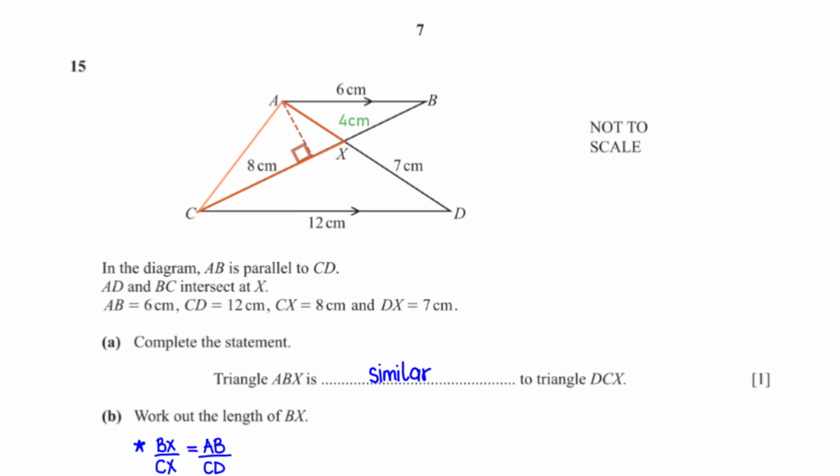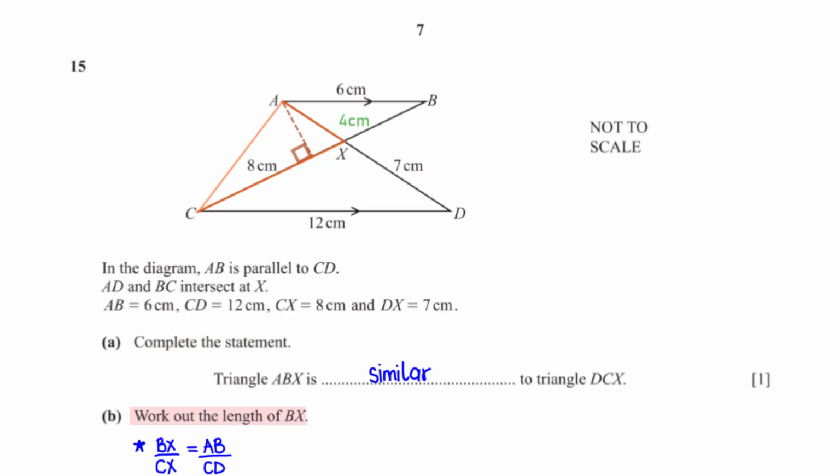In the diagram, AB is parallel to CD. AD and BC intersect at X. AB is 6 cm, CD is 12 cm, CX is 8 cm, and DX is 7 cm. Complete the statement. Triangle ABX is blank to triangle DCX. The answer here is similar. Whenever two parallel lines intersect like this, they form similar triangles. This is because when we apply the knowledge of angles in parallel lines, we find that the angles in both triangles are the same.